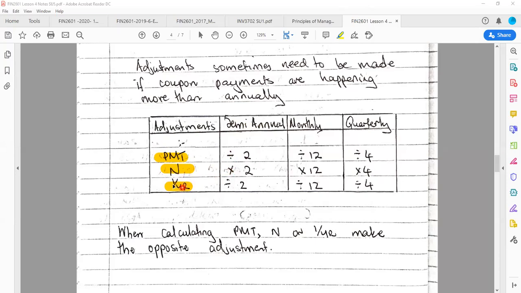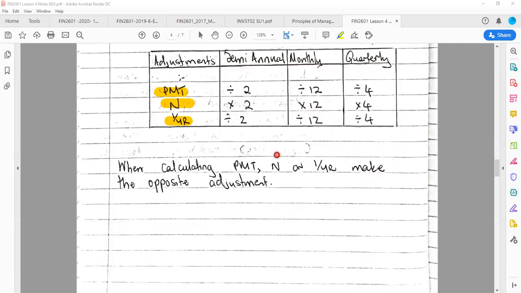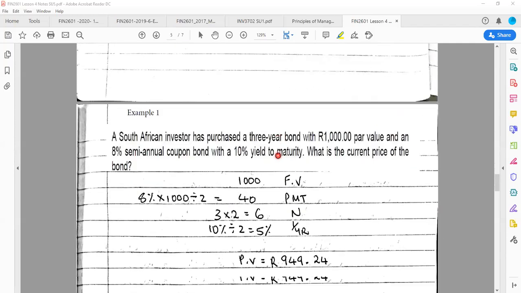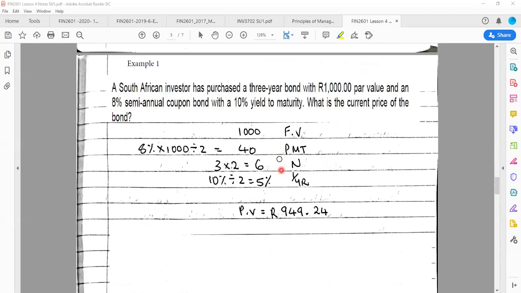Likewise, if we're calculating yield to maturity and it's semi-annually compounding, we need to remember to multiply the final answer by 2. So if we're calculating one of these items, we need to make the opposite adjustment. So that's important. Now let's finish off this recording and this session by looking at some examples to illustrate how this would actually work in reality.